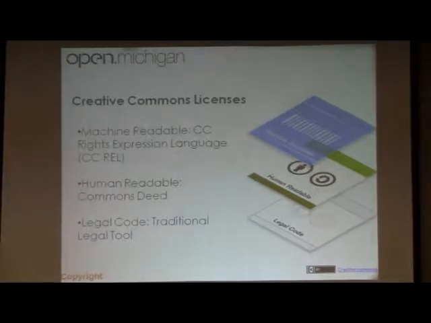And then it also has a legal code that if you click on it, it takes you to a web page that explains in plain language what the license means, if you're unsure of what that icon is. And it also explains in legal terms what that means. So it stands up in a court of law. So those are the features of Creative Commons that make it very powerful and useful, and one of the reasons why Open Michigan uses them, and a lot of other organizations use them as well. So, does that make sense?